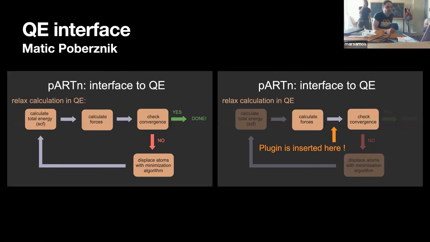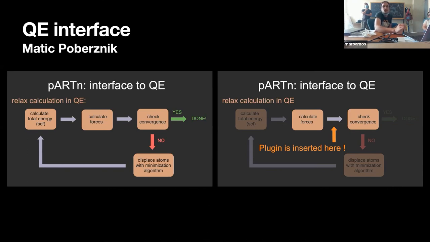So, hi, everybody. I'll just briefly present how ART, the plugin, is currently interfaced with Quantum Espresso, so with the PWX of Quantum Espresso. As Layla already mentioned, this is done through basically hijacking the relax calculation, which I briefly outlined here. It consists of calculating total energy and forces. We check the convergence, and if we're not yet converged on energy and forces, we displace the atoms with a minimization algorithm. The idea behind the plugin, shown on the right, is to place it between the calculate forces and check convergence calls.